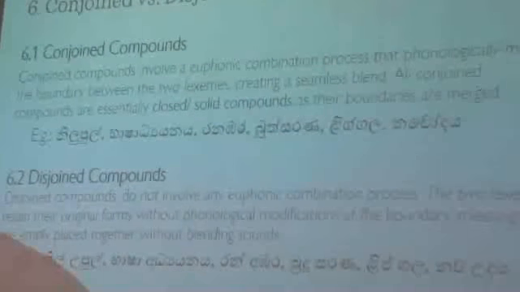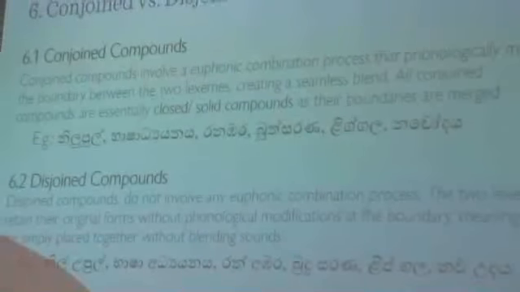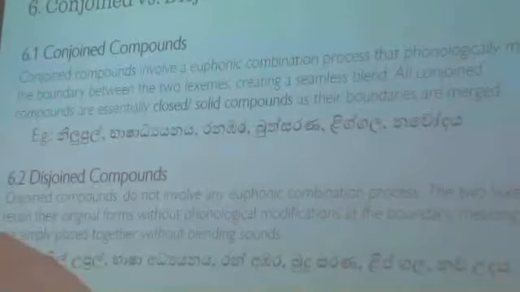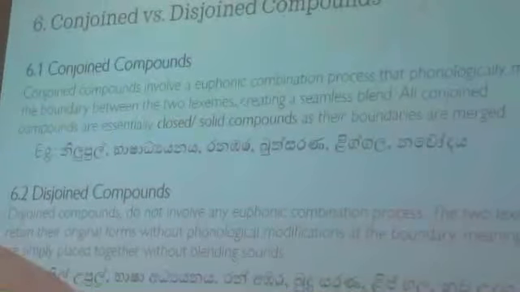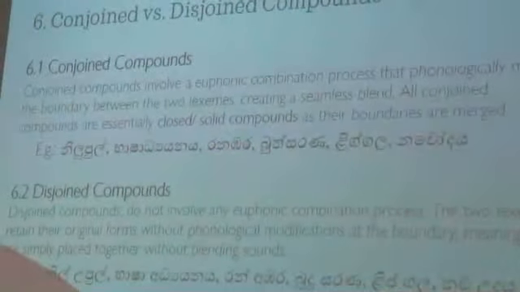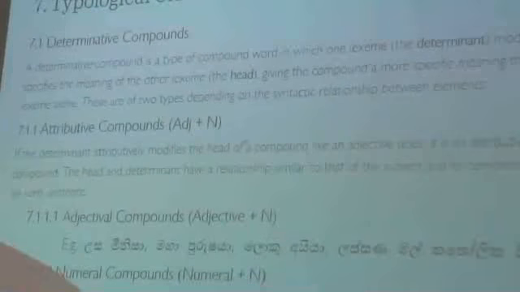But if you break a conjoined compound and write it separately in two parts, that's going to be wrong. For example, if you take ligal, you can't write lig space gala, which is wrong. It should be lig gala if you want to disjoint them and write. And then we have a typological classification, which I believe is the most important part of my findings.